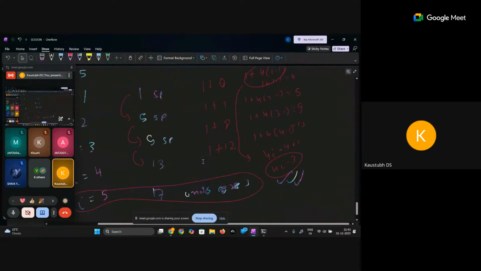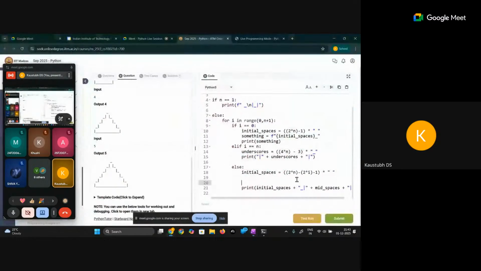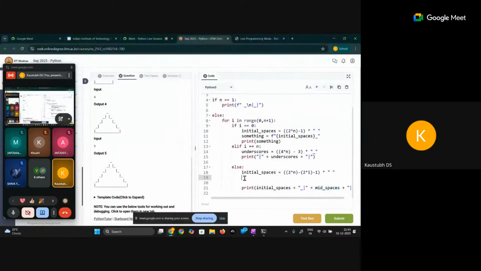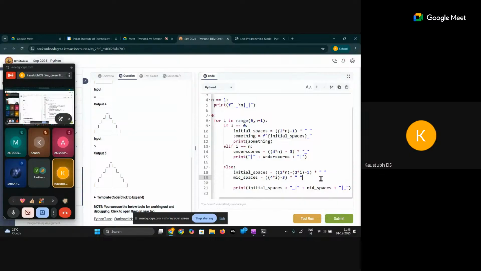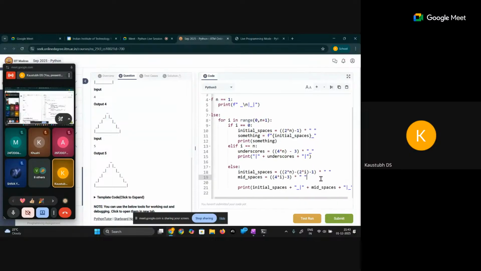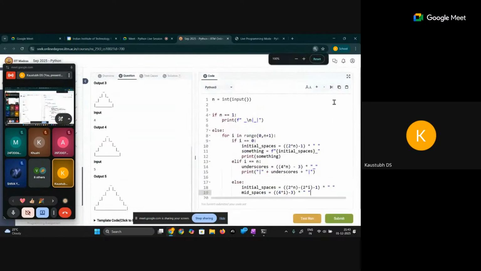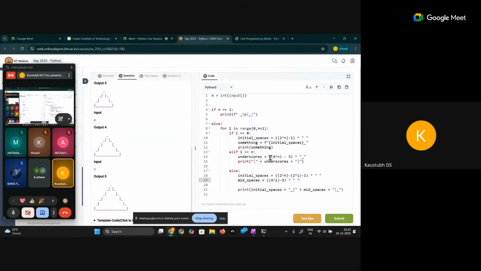So initial spaces we found, and we also found out that the mid spaces are coming from this formula right here: 4i minus 3. So mid spaces equals 4 times i minus 3, minus 3 times spaces, and that is what's being printed. So is our code complete? Is that it? Are we missing something else?